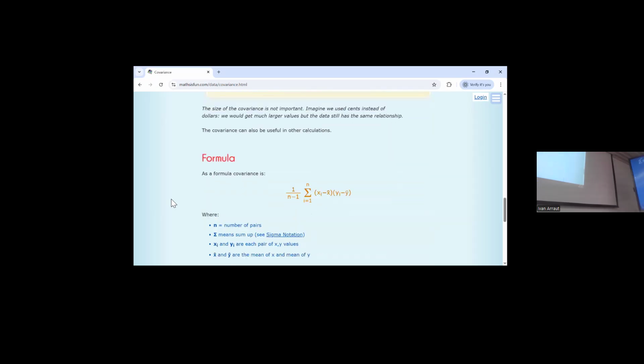So this is the general formula of covariance. This is the summation of the individual values minus the mean value of the first variable, times the second variable minus its mean value. You sum all the possibilities and divide by the number of correlated pairs minus 1.